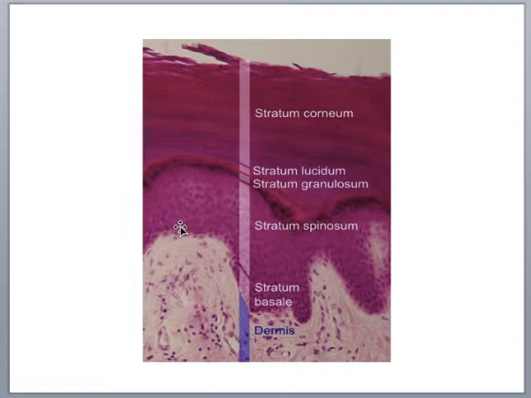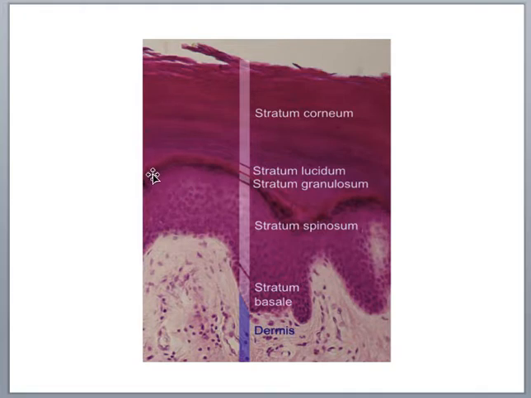These are keratinocytes that have just been generated and they're starting to fill up with keratin granules. Keratin is a strong waterproof protein. So, stratum basale generates new cells, new keratinocytes. Those keratinocytes move up through the stratum spinosum and they start to fill with keratin.